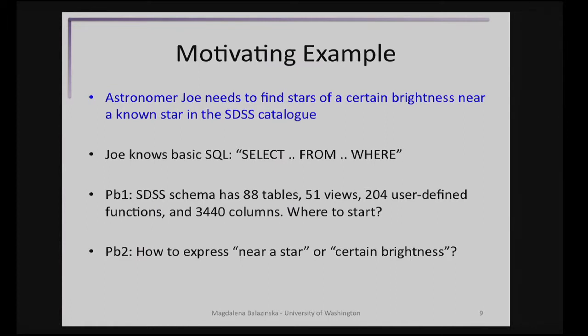So John knows that he has to write some sort of select from where query, right? So likely select the properties that he's interested in seeing from the table that has the list of objects. But then he has to express the predicate on brightness, the predicate on location, and then he might pause and think, how should I express this? So how can we help him?